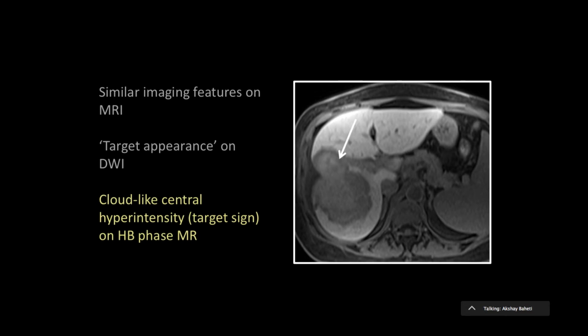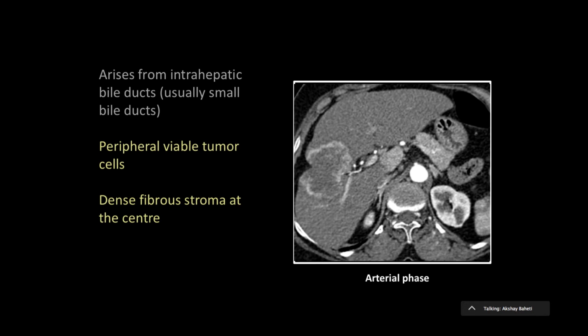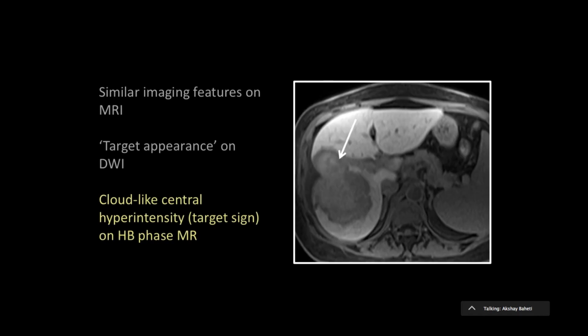So target morphology includes diffusion, it includes hepatobiliary phase. And again, if you think about it, the peripheral enhancement, this is also a target sign, right? So even on the arterial, it's a targetoid morphology. So the targetoid morphology is seen on various different sequences. Okay, so that's about cholangio, right?